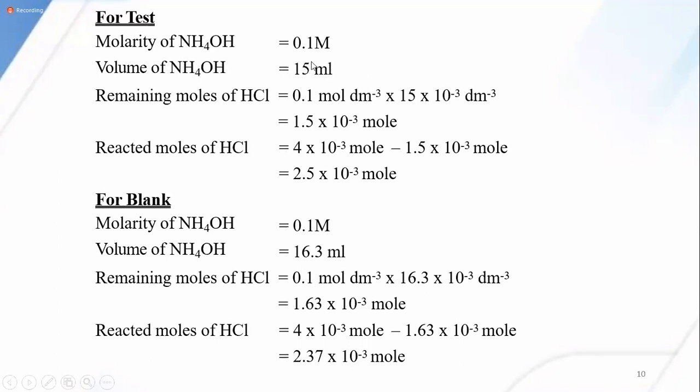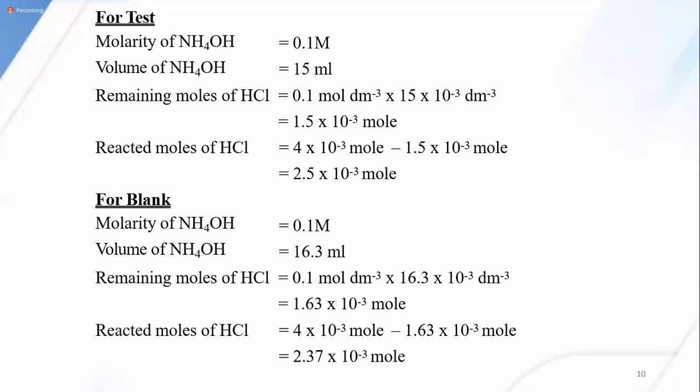Then you can directly multiply 15 milliliter into 0.1. To convert the milliliter into decimeter cubed, you have to divide it by 1000, so here I mentioned it as 10 to the power minus 3. Are you all clear about this calculation? Yes, ma'am.